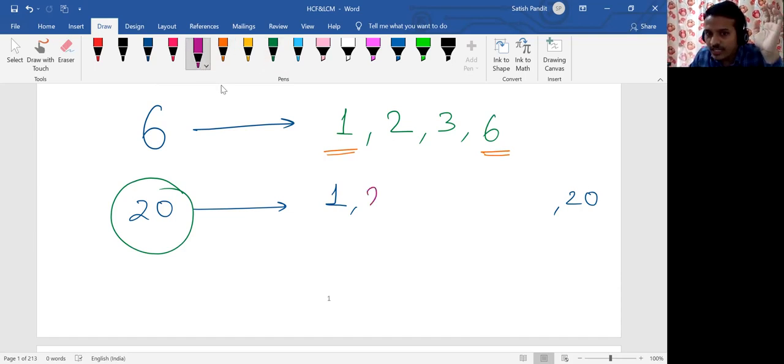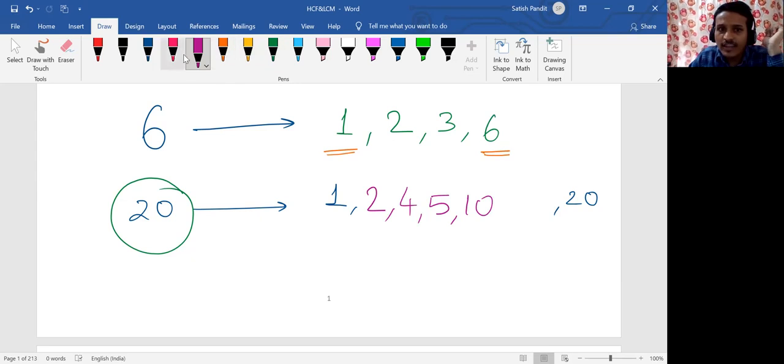So even 2 can divide 20 completely without leaving a remainder. You will not get a remainder at all. It will be 0. Even 4, even 5. 6 cannot divide 20 completely because the remainder will be 2. Next, 7 cannot divide, 8 cannot, 9 cannot, 10 can divide, 11 cannot, 12 cannot, 13, 14, 15, 16, 17, 18, 19 cannot divide, and 20 can divide 20 completely. So the factors of 20 are 1, 2, 4, 5, 10, and 20.